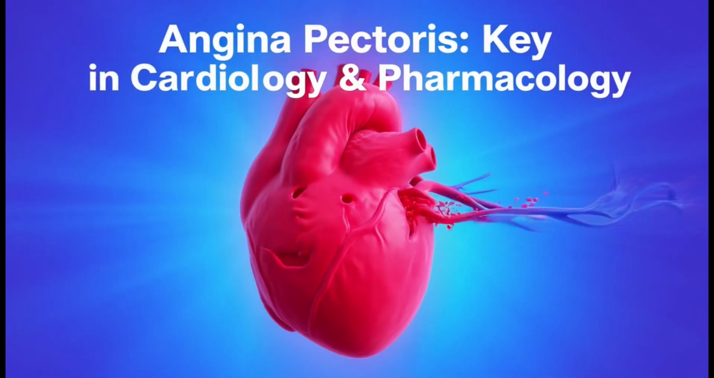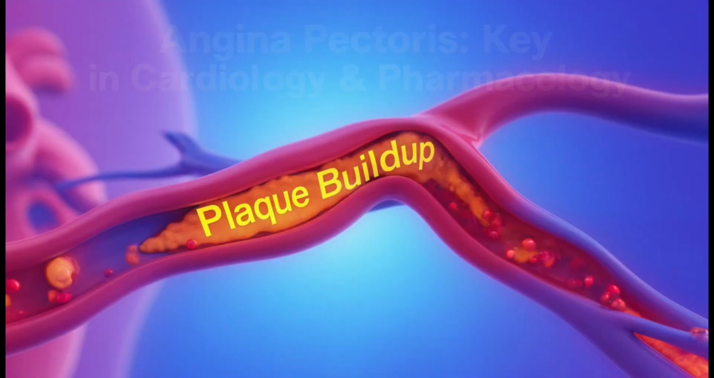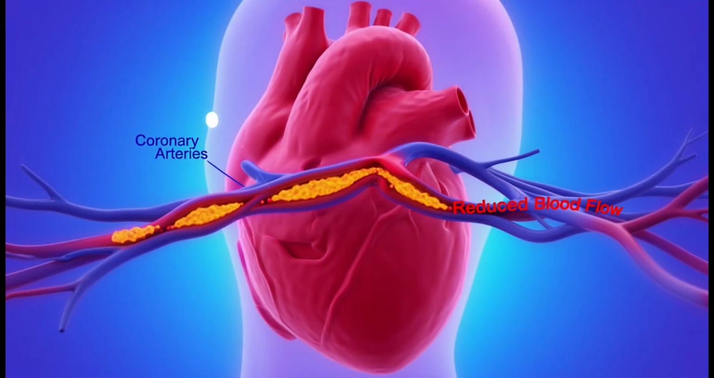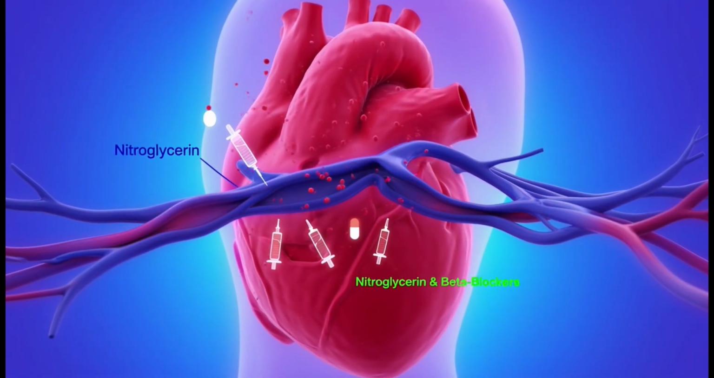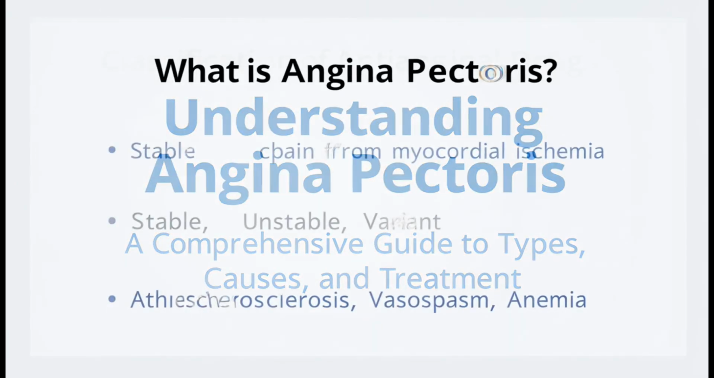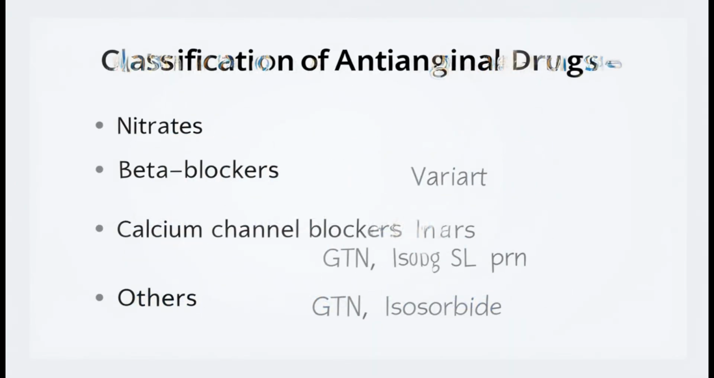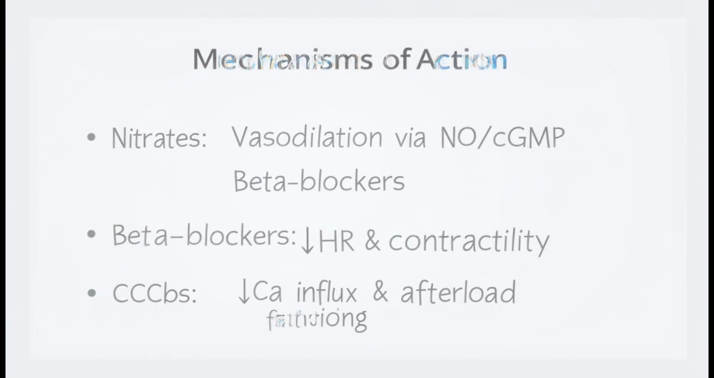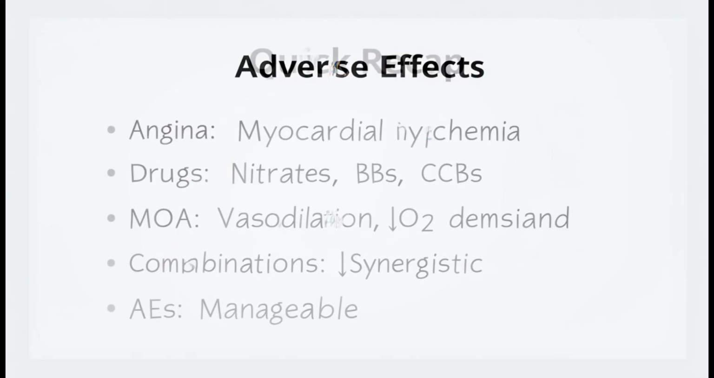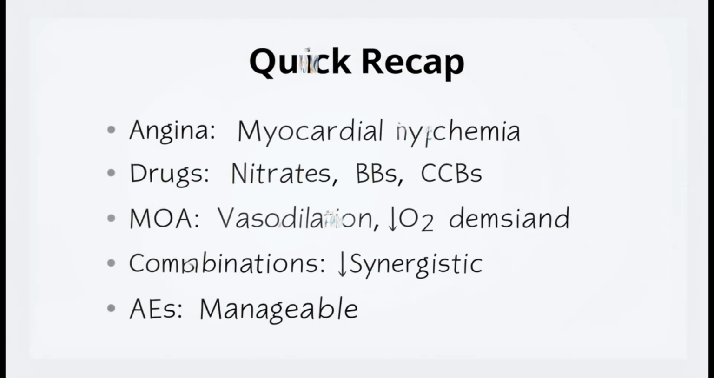Angina pectoris is one of the most tested topics in pharmacology and one of the most important conditions in cardiology. In this video, you'll learn exactly what angina is, its types and causes, the full classification of antianginal drugs, their mechanisms of action, doses, rational drug combinations, and adverse effects. Stay till the end for a quick recap you can use for revision.